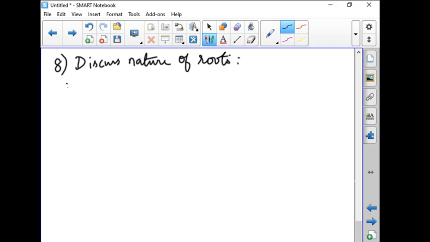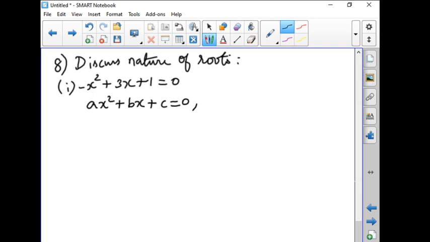First question, minus x square plus 3x plus 1 equal to 0. So compare this with ax square plus bx plus c equal to 0. What we will get? A is equal to minus 1, b is equal to 3, c is equal to 1. So what is the delta value? Delta is equal to b square minus 4ac.